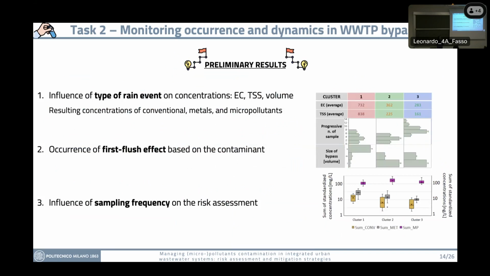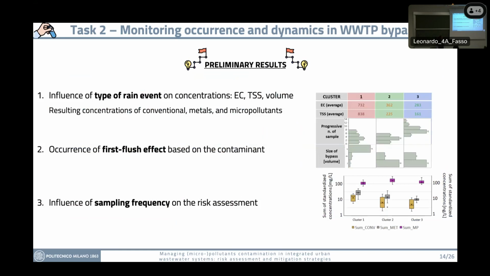We wanted to understand also if the type of rain event has an impact on the concentrations that are found. And we saw that if we clusterize the data set based only on some very easy parameters, that are the conductivity and the solids, we see that there is a cluster with high concentrations that is all the data collected during small events. So when we have very light rain events, we actually have high concentrations in the bypass.